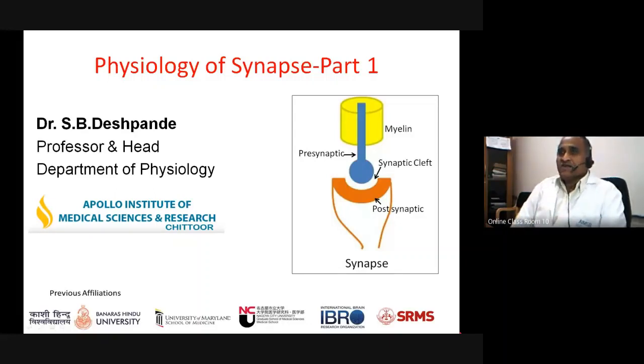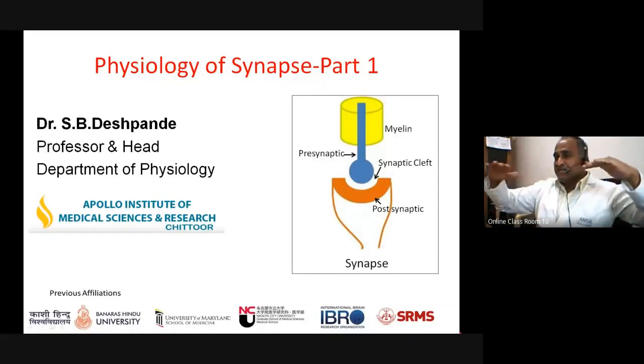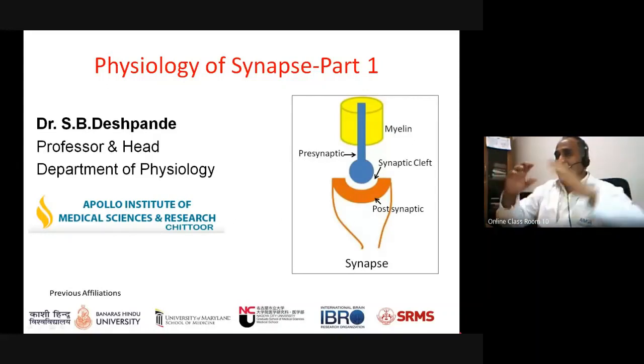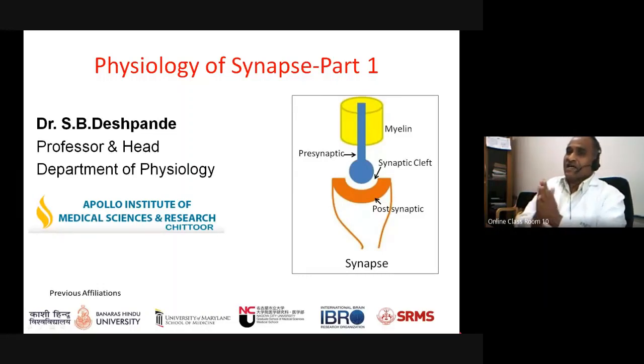I will be discussing today, because the other day where I left, I left the nerve terminal. I made the diagram of the nerve terminal and how the nerve communicates to the other nerve. That was our question. In the last class I left the transmission of impulse from one nerve to another nerve, how it happens. That was the question. Today I will be talking on that aspect.